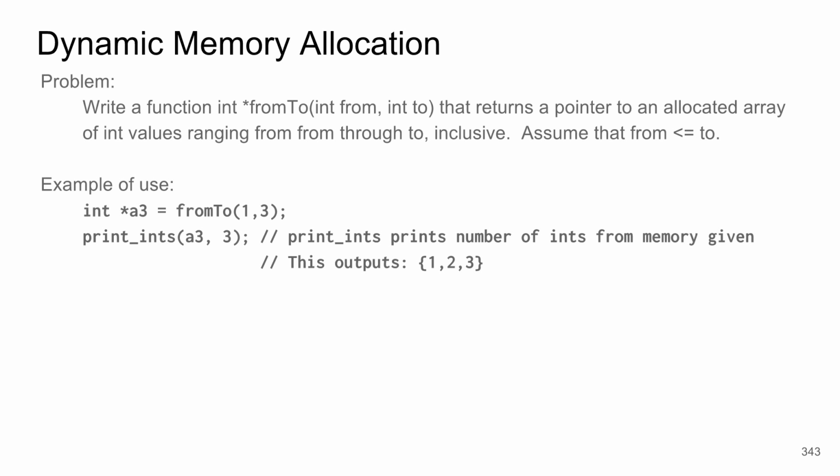Int pointer is equal to malloc. Okay. Great. Exactly. The first thing we should do should be to allocate that array, right? So you said an int pointer is equal to malloc. How many bytes do we want?